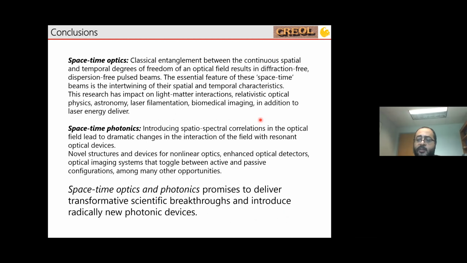The work I would characterize as really two fields, space-time optics and space-time photonics. And the message boils down to coupling precisely the spatial and temporal degrees of freedom in pulsed optical beams results in a new type of behavior in free space and new opportunities for new modalities of interaction with photonic devices.